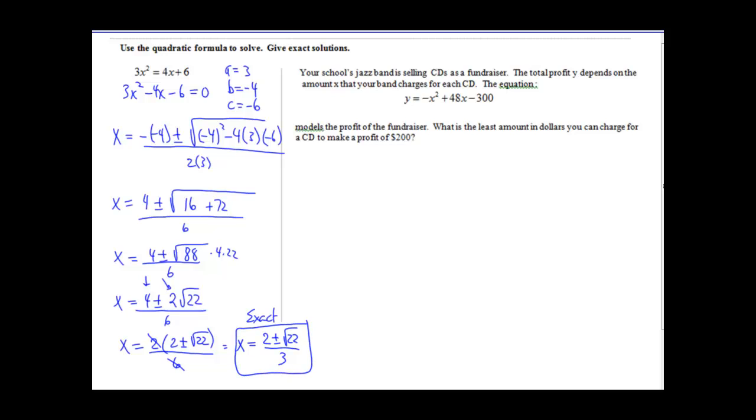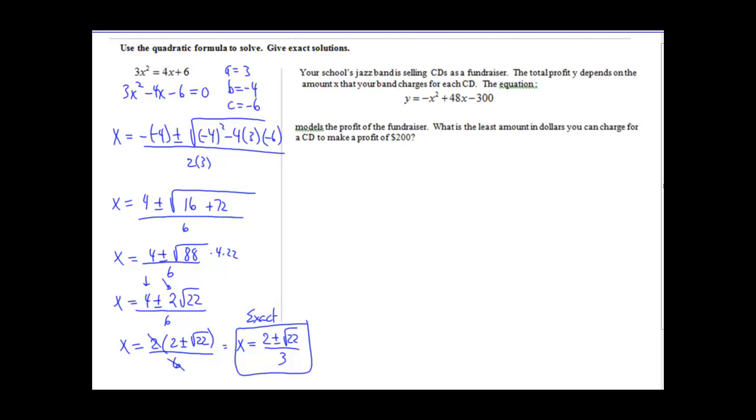If we look at the problem on the right, your school's jazz band is selling CDs as a fundraiser. The total profit y depends on the amount x that your band charges for a CD. This equation is y equals negative x squared plus 48x minus 300. As you look at that, you should notice that it is a parabola with the x squared. It is a quadratic, but it also opens down. Okay, so that models the profit of the fundraiser.